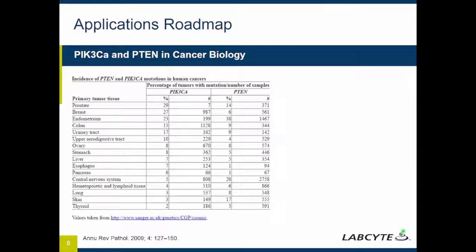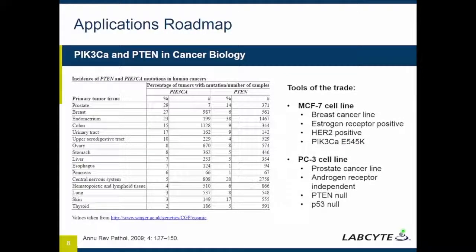And at this point, I will introduce a couple of tools we use toward developing applications for real life. One of the tools is the MCF7 cell line. This is a breast cancer line, and it's estrogen receptor positive as well as HER2 positive. The interesting thing about this line, or one of the interesting things, is that it's PIK3CA mutated. And there's an activation in this protein at the point of E545K, which makes it constitutively active.